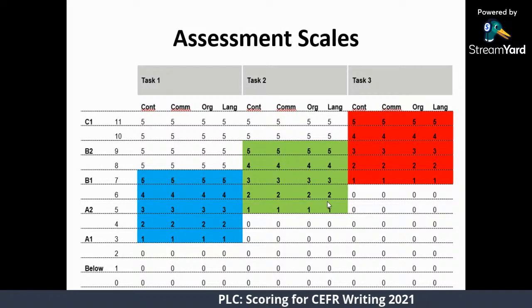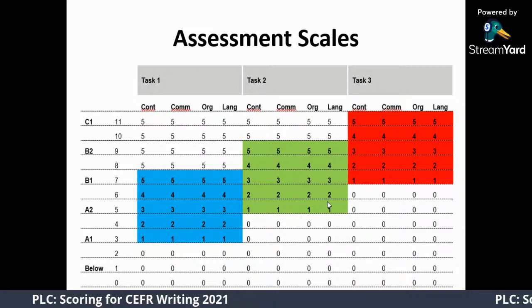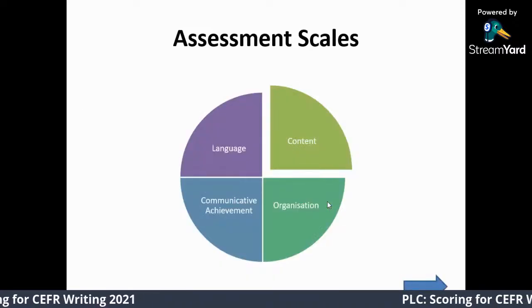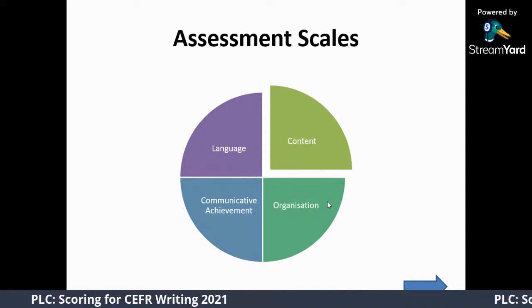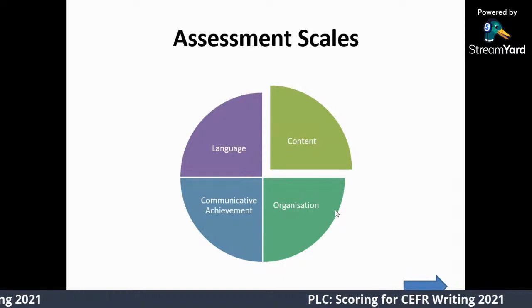Okay, assessment scale, I've said this earlier. Tasks 1, 2, and 3, they are of different levels. Okay, next. As we have briefly mentioned earlier, there are four, right? Content, communicative achievement, language, and organization. Okay, I'll go through what each means.